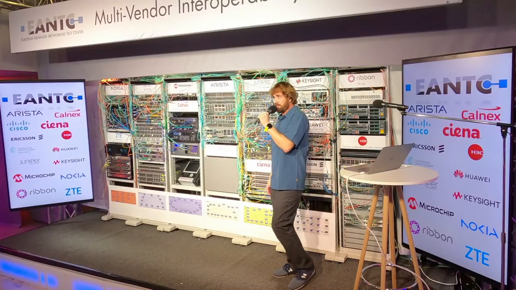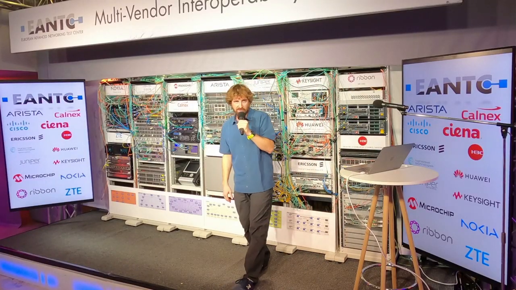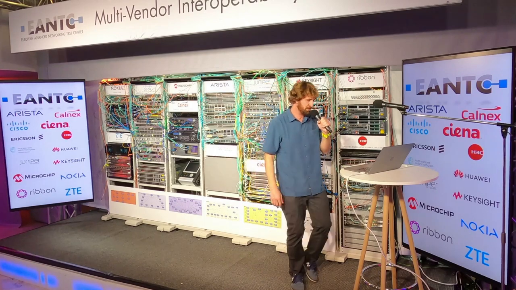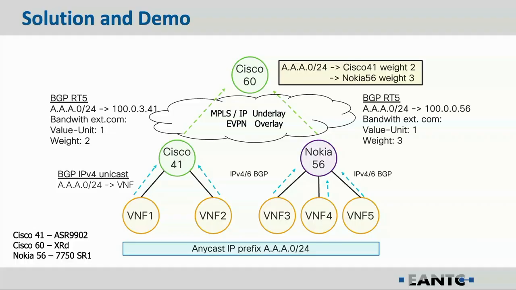So let's go to the demo topology, which is very similar to what I was just showing. The same devices: Cisco Leaf 41, Nokia Leaf 56, and remote border leaf Cisco 60. We have two VNFs connected to Cisco 41, and then we have three VNFs connected to the Nokia 56.